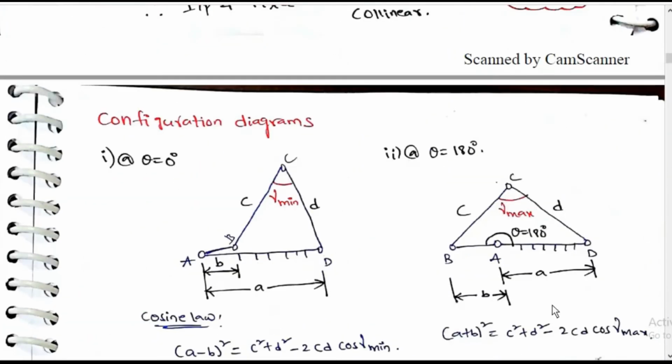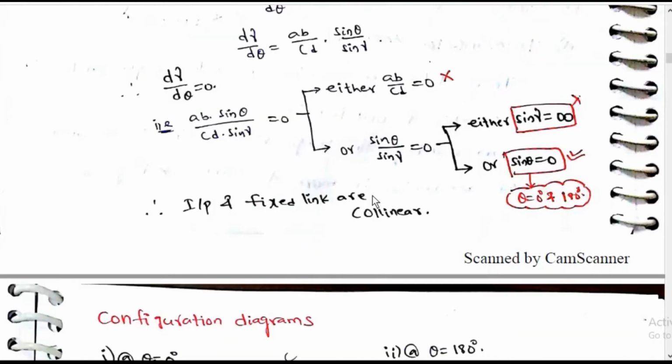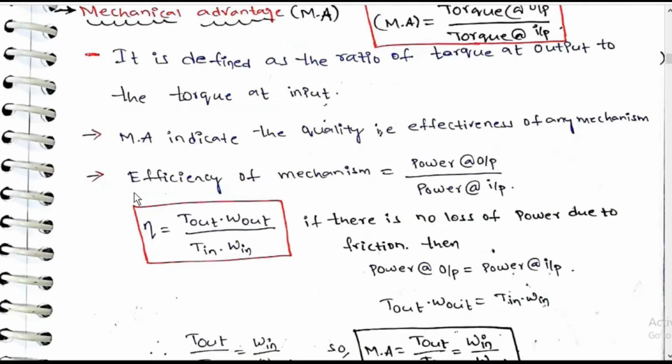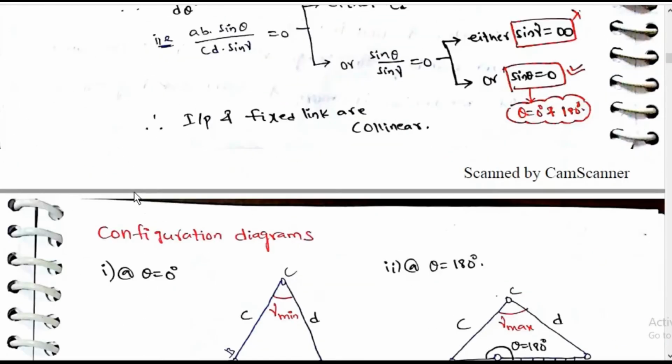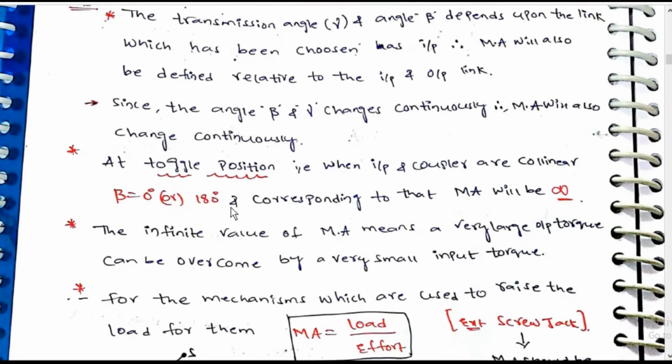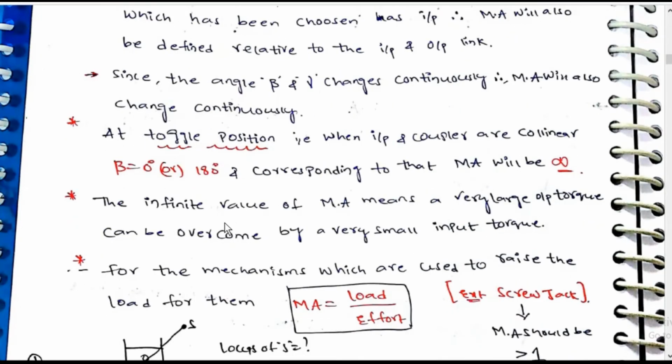Beta is between input link and coupler. When it is like this, toggle position, beta is equal to 0 degrees or 180 degrees. The infinite value of mechanical advantage means a very large output torque can be overcome by very small input torque.